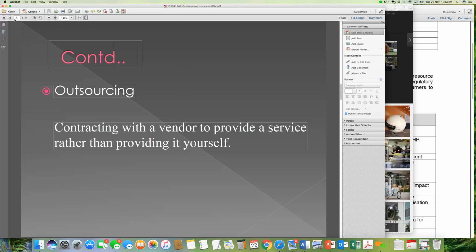How do you pick which people to lay off or make redundant? Those are things that you have to look at very, very cautiously. So outsourcing is one of the contemporary issues that way. Is that okay? Yeah. Okay.